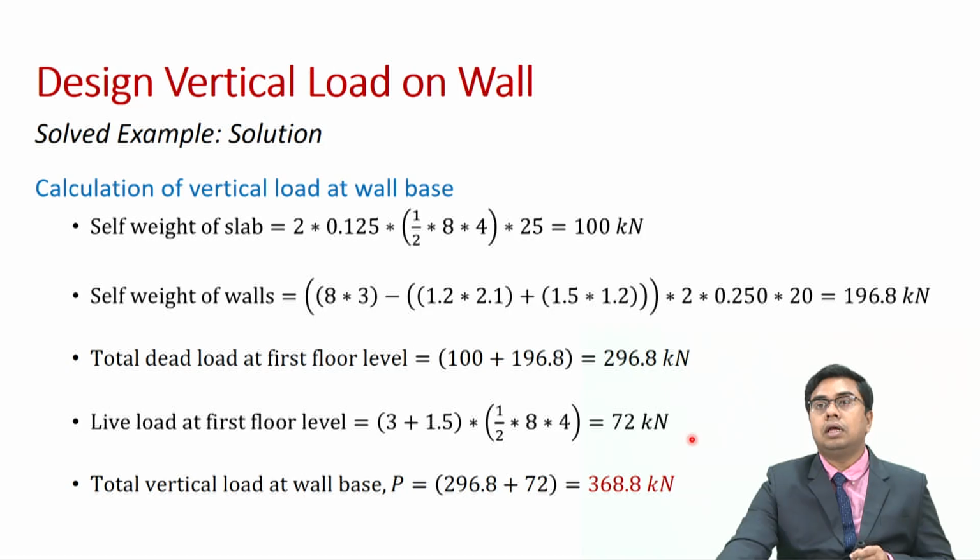Here you will realize that we have not ignored the live load at the roof level. Why? Because we can ignore the live load contribution to the seismic weight, but for calculating vertical load we cannot ignore the live load. So, summing these two, we get the total vertical load at the wall base to be equal to 368.8 kilonewton.